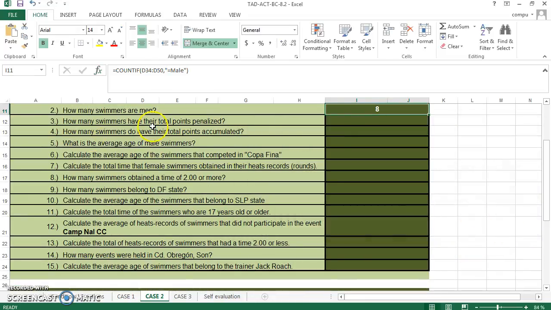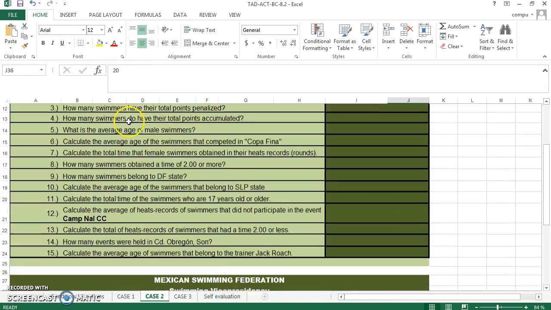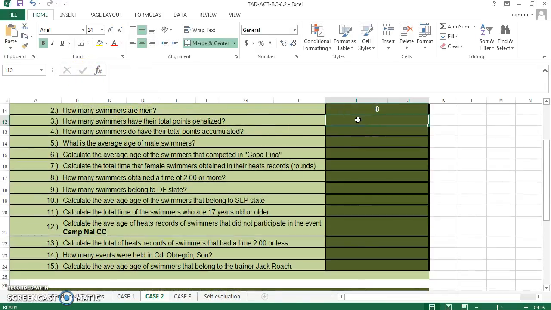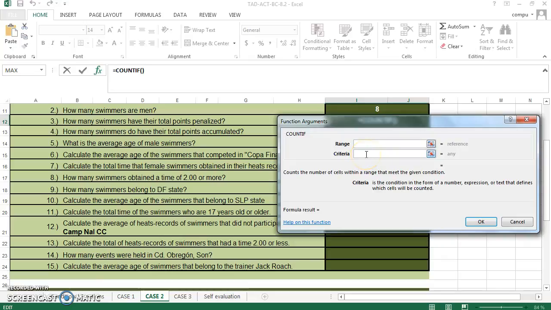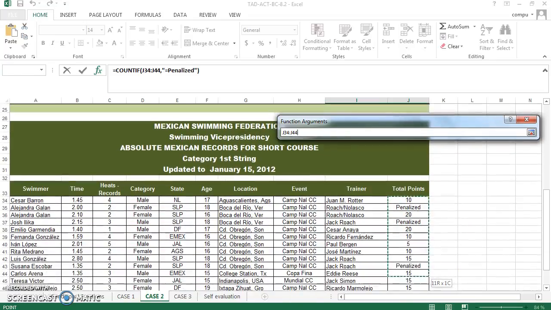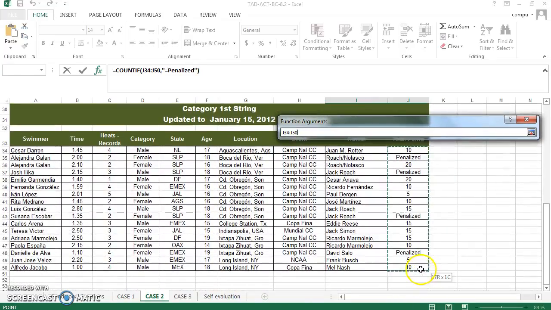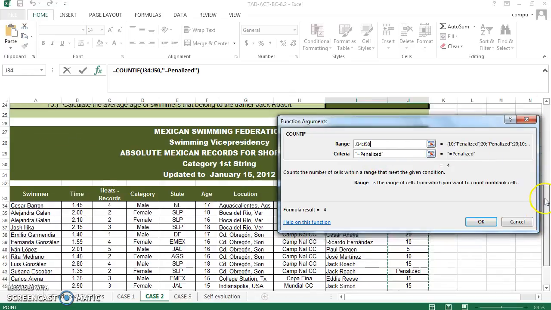How many swimmers are there total points penalized? Then we only want the ones that are penalized. So equals to COUNTIF, open parenthesis, and then here it's equal to penalized. And the cells containing the whole information are column total points or column J. And the answer is going to be 4.